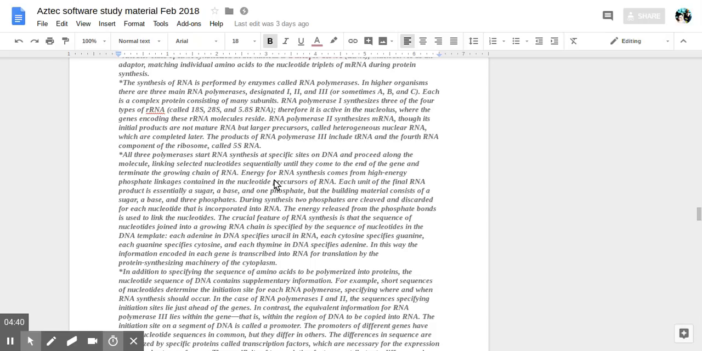RNA polymerase II synthesizes mRNA, though its initial products are not mature RNA but larger precursors called heterogeneous nuclear RNA, which are completed later. The products of the third polymerase include tRNA and the fourth RNA component of the ribosome called 5S RNA. So those are the polymerases, which are proteins helping with the formation of our RNA molecules.